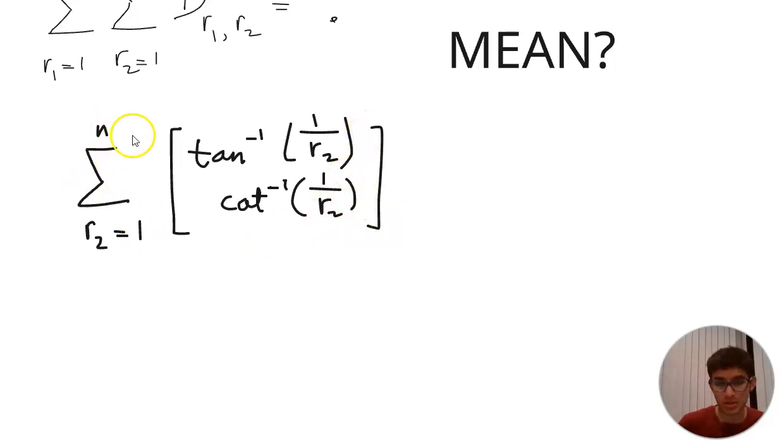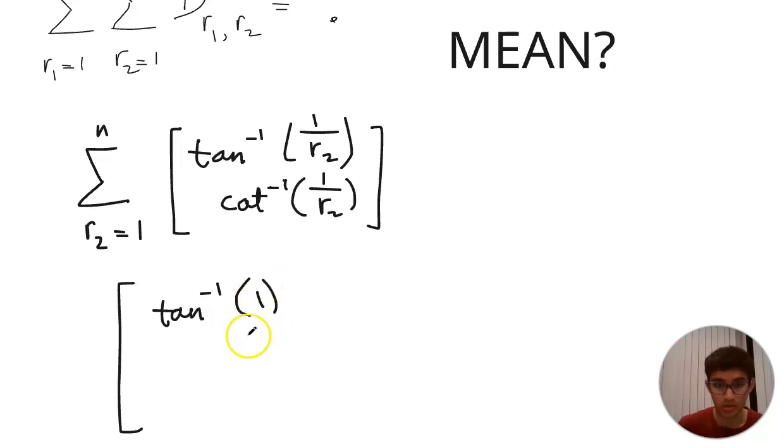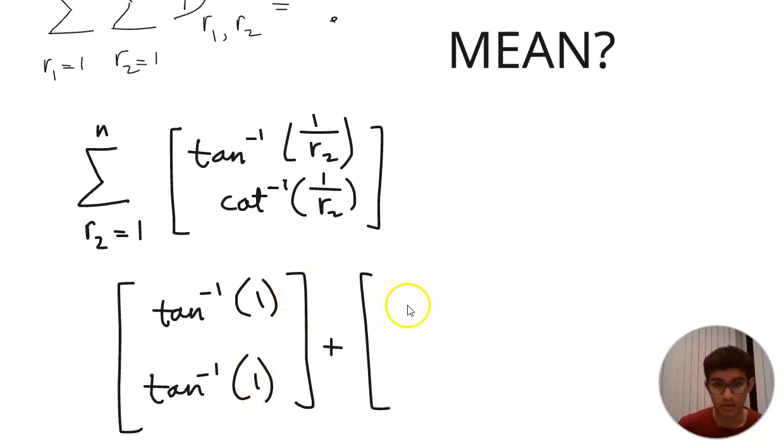And so when we actually put in these values, what are we going to get? Well, we're going to get something like tan inverse of 1 over 1, and then we're going to add to that tan inverse of 1 over 2. Oh, and this should be cotangent inverse. They actually happen to be the same thing, right? Cotangent inverse and tan inverse of 1. That won't always be the case though, of course.